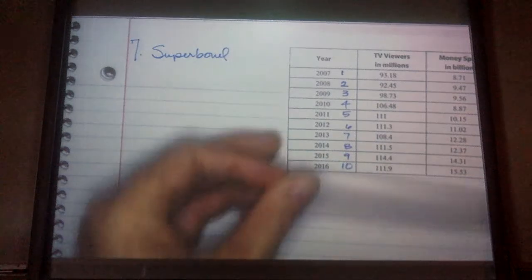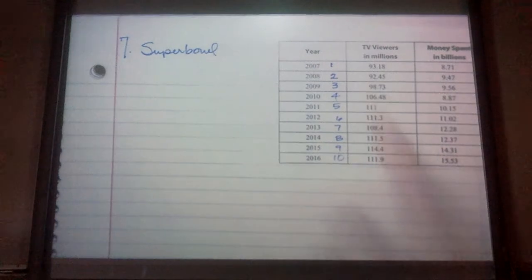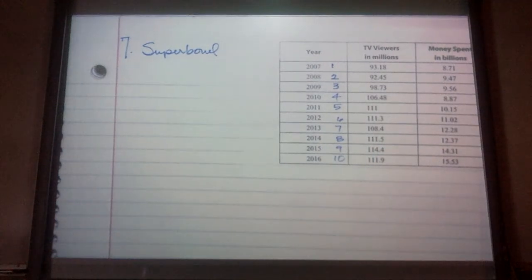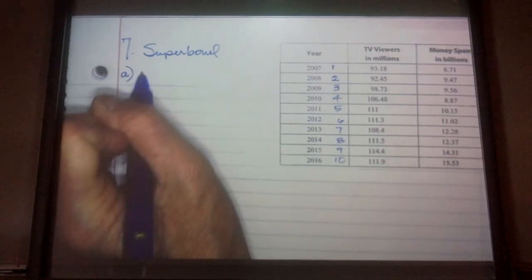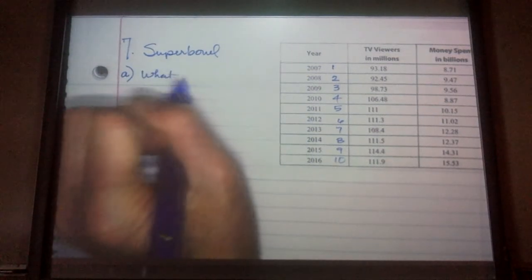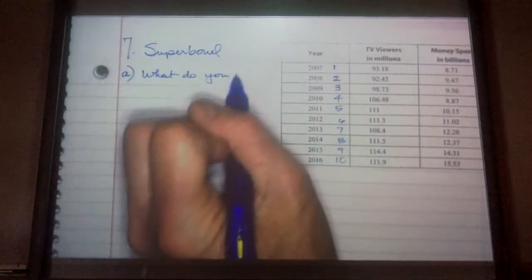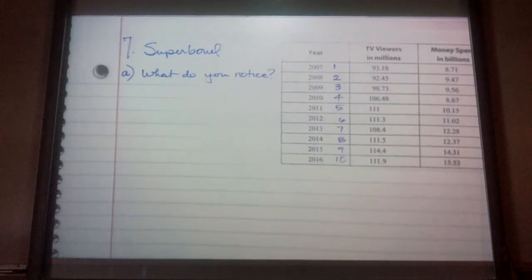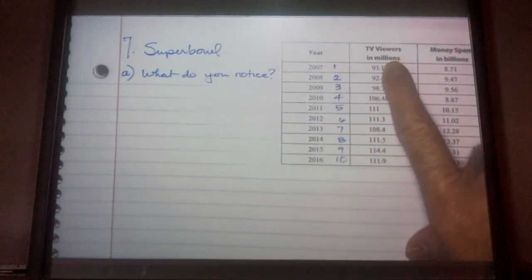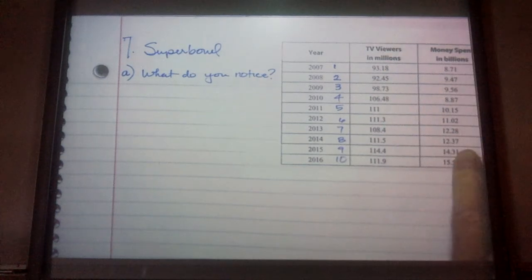Okay, so we could make a prediction that the more money spent, the more people that watched. Maybe that has a relationship. We're not sure. So the first thing, let's talk about what do we notice. When they ask those sorts of questions, they're literally asking you to look at the data and see if you see any trends. So I look at this data, it looks like the number of viewers is increasing, and so is the amount of money.